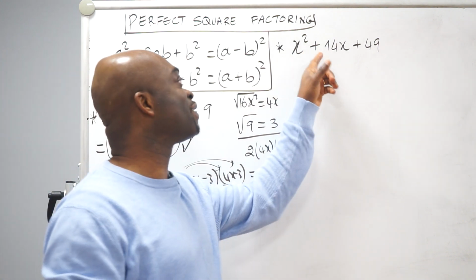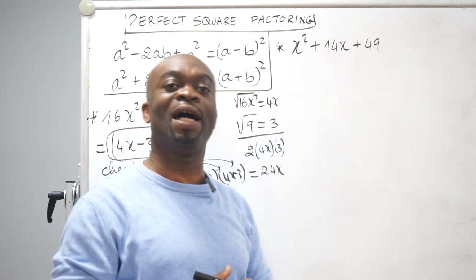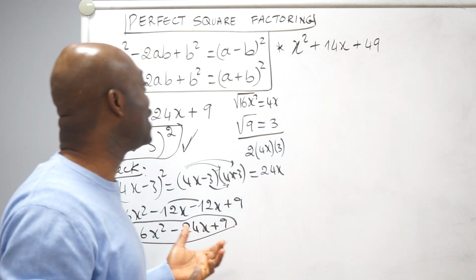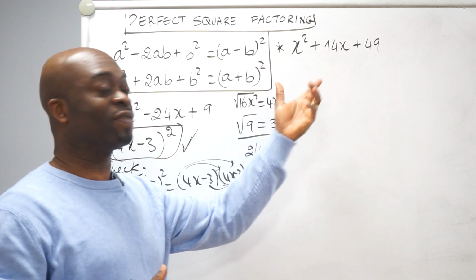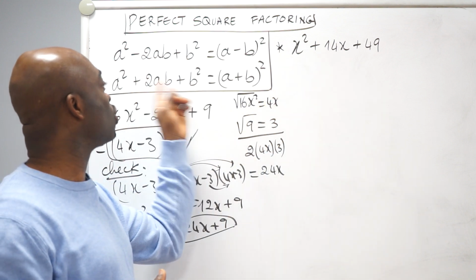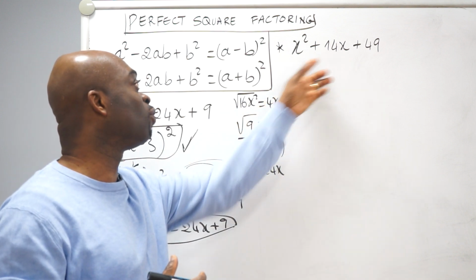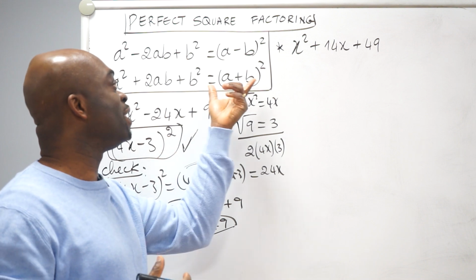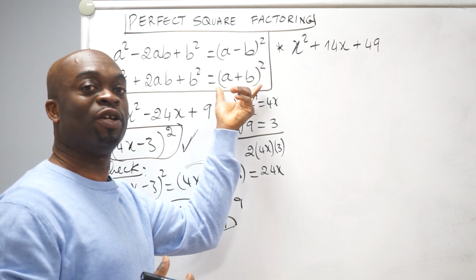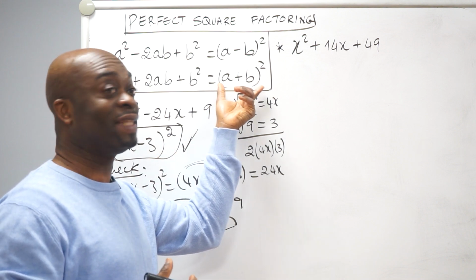So we have x squared plus 14x plus 49. What's the difference here? All of them are positive signs. If you look at this one also, all of them are positive signs, especially the middle one, which is positive. So that means you're looking into working on getting an answer like this one.